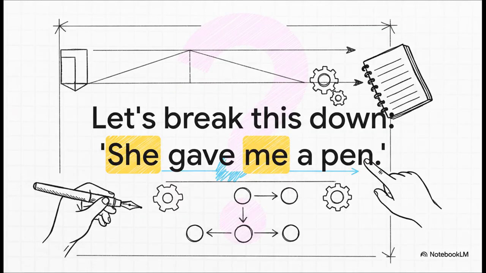Awesome. Okay, let's lock this concept in with one more example. This one's a little different because sometimes a verb can have two things receiving its action. Look at this everyday sentence. She gave me a pen. Let's break it down with our blueprint.